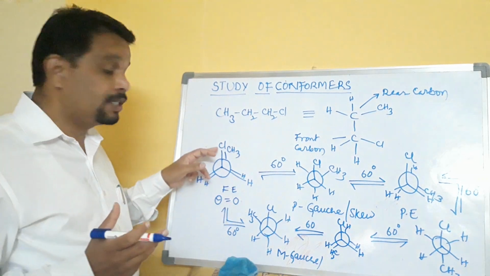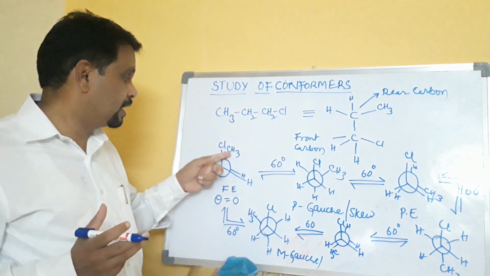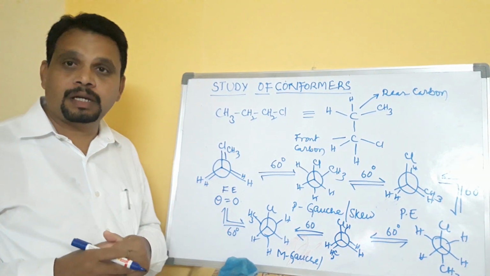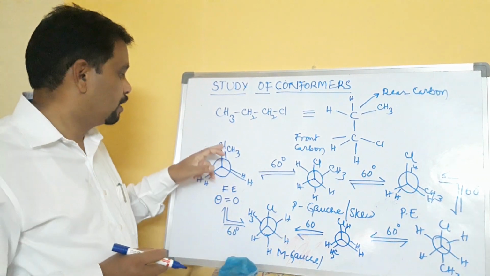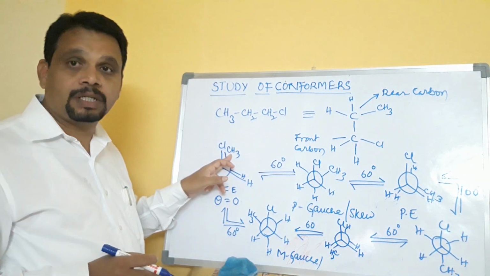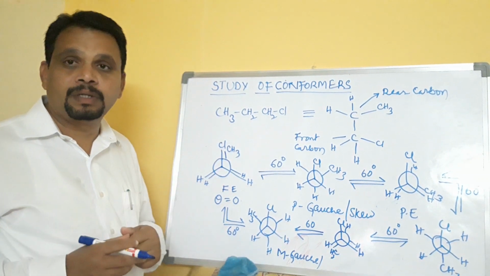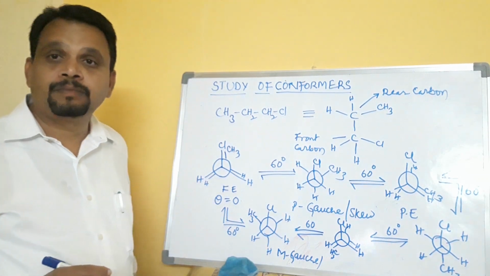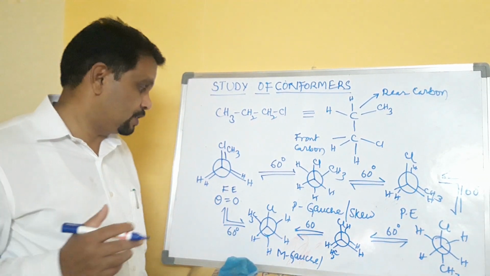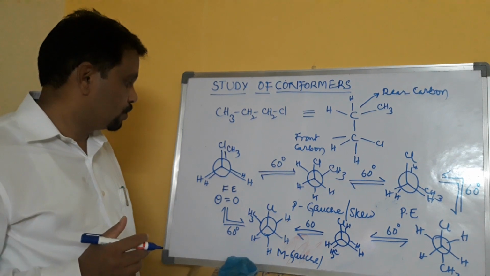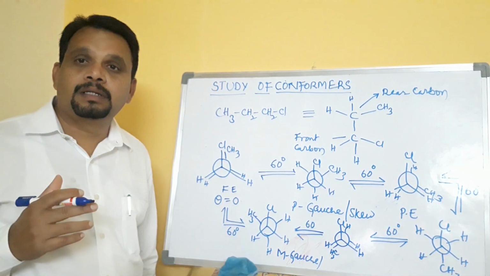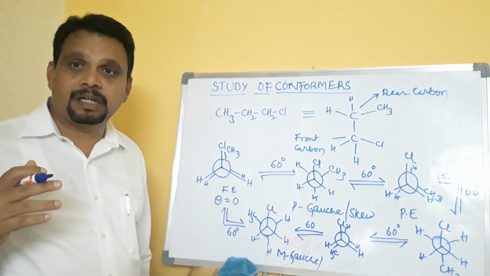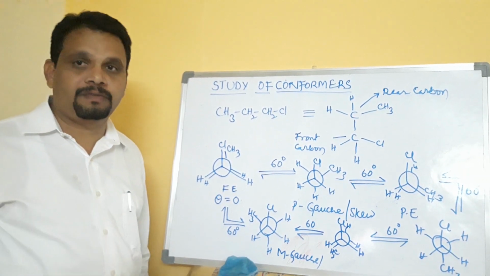There is a steric hindrance because two bulky groups or two hydrogens are very near to each other. Chlorine and CH3 are bulky groups, so they are very near to each other. Therefore, there is steric hindrance also, right? So because of that, they contribute instability to the conformer.